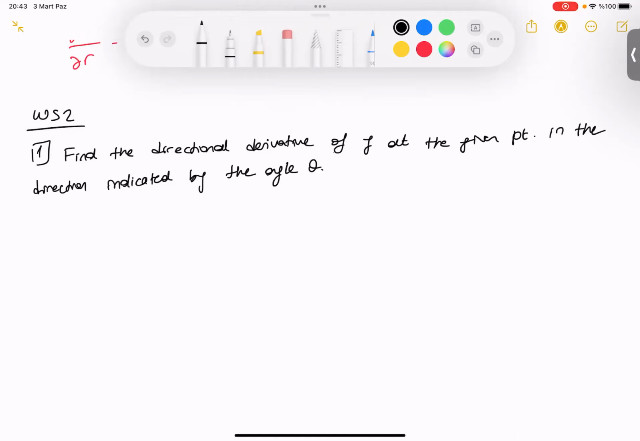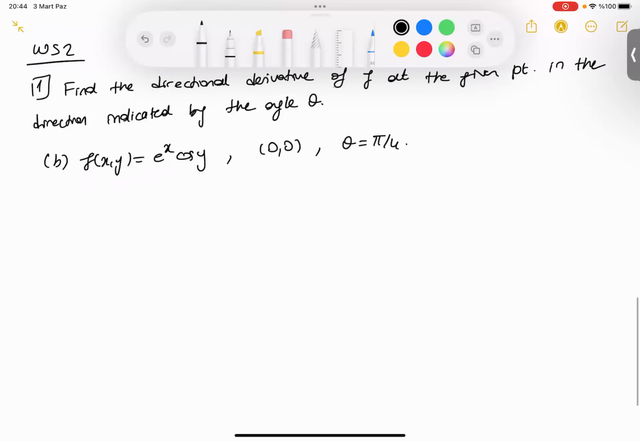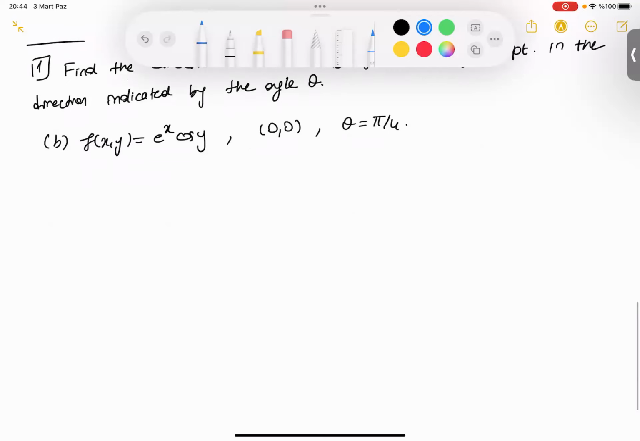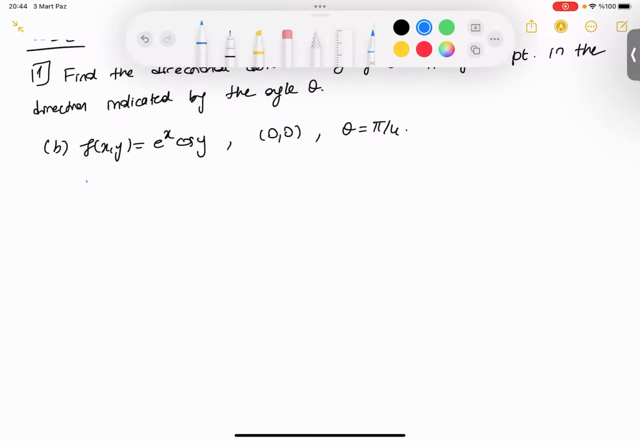Okay, now we will solve part B. F of x, y is given by this. The point is 0, 0, and the angle is this. Now we write, so it's given by this, right? D_u f at the given point 0, 0.